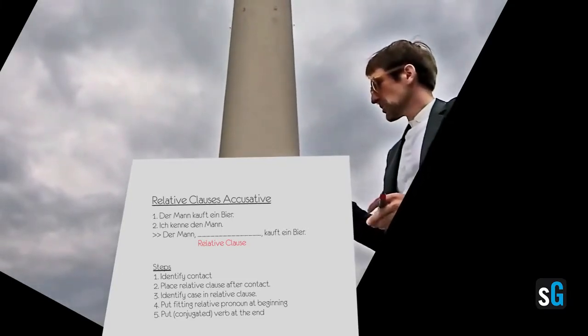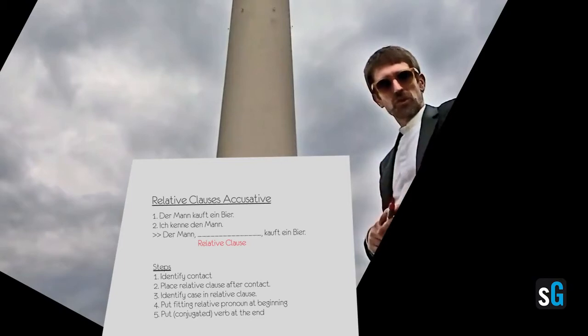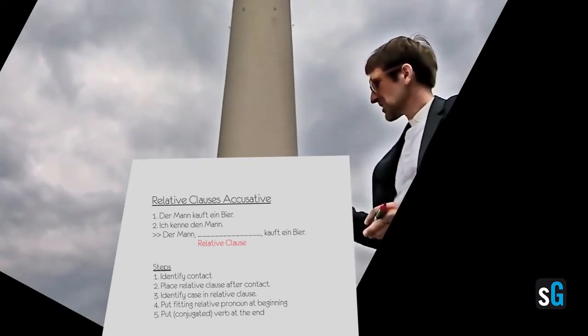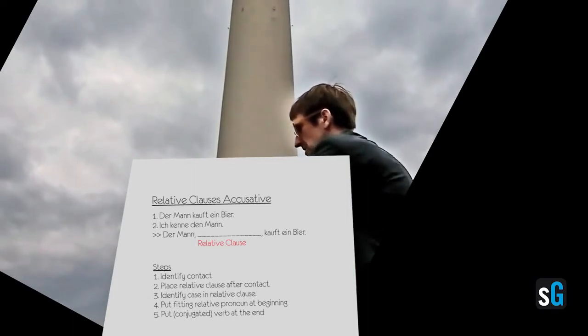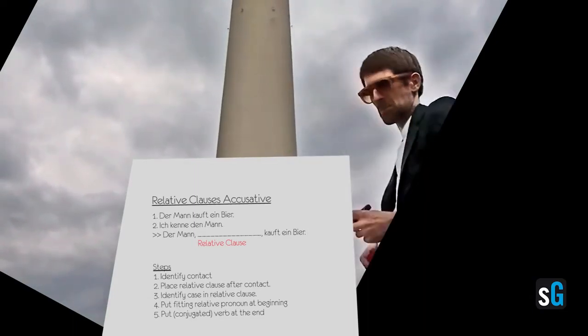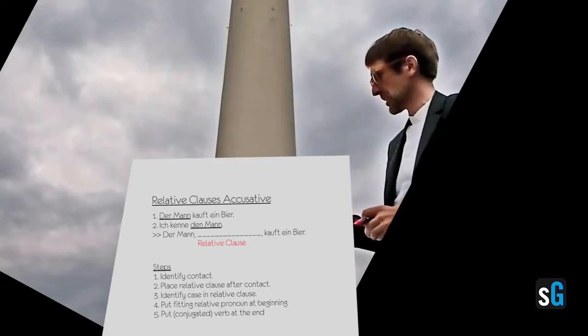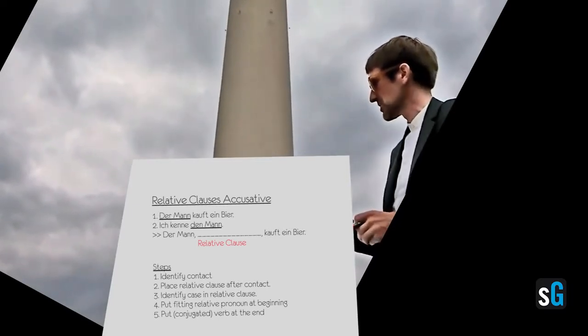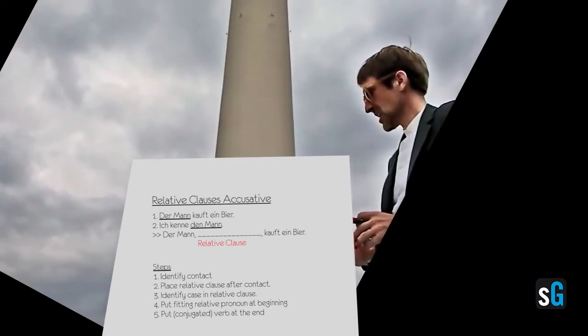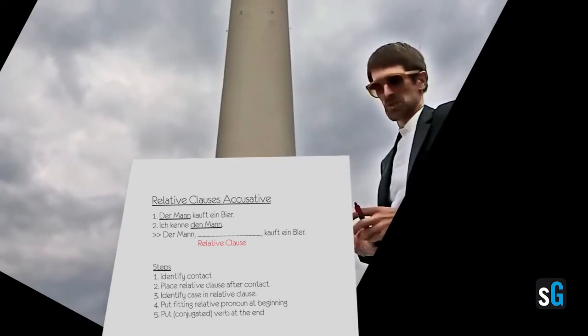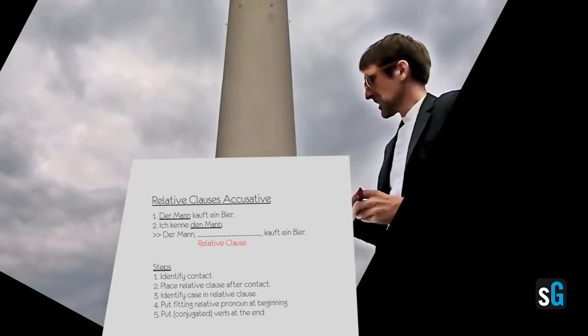Now, you know it from the first video, you have to look for contact. So what's identical in sentence 1 and 2? You get the idea? It is der Mann and den Mann. And don't worry about the articles for now. It's the man that is identical because the other possibility would have been beer, but there's no beer here. Or ich, but there's no ich in the first sentence. So Mann it is again.